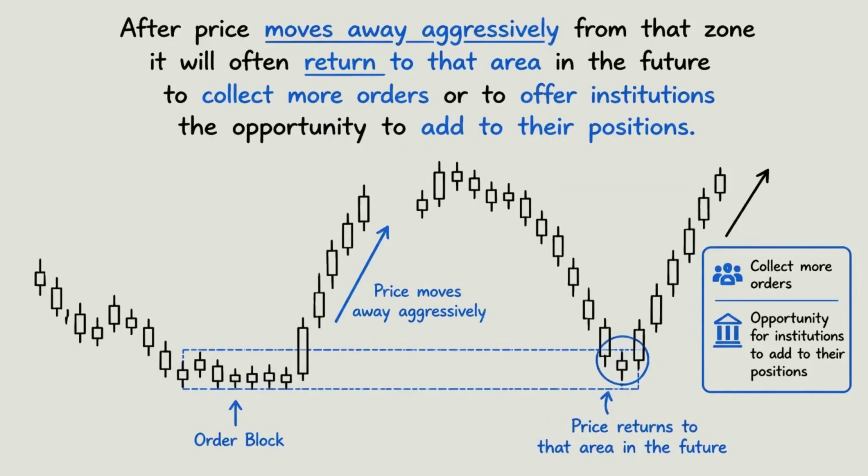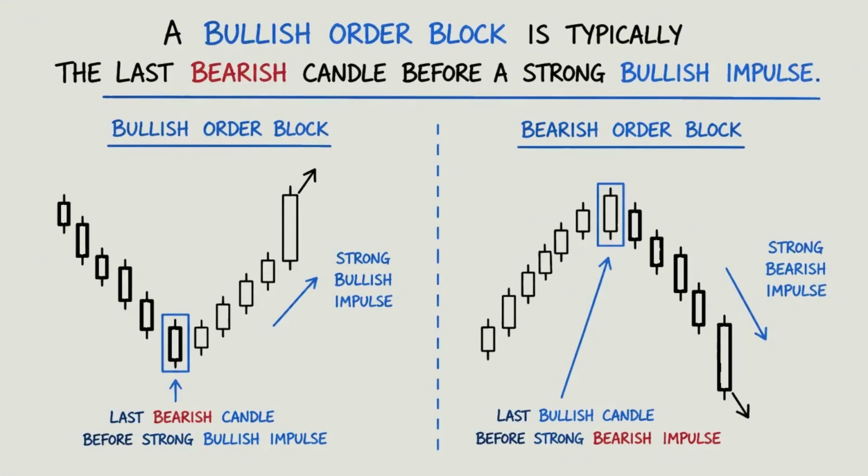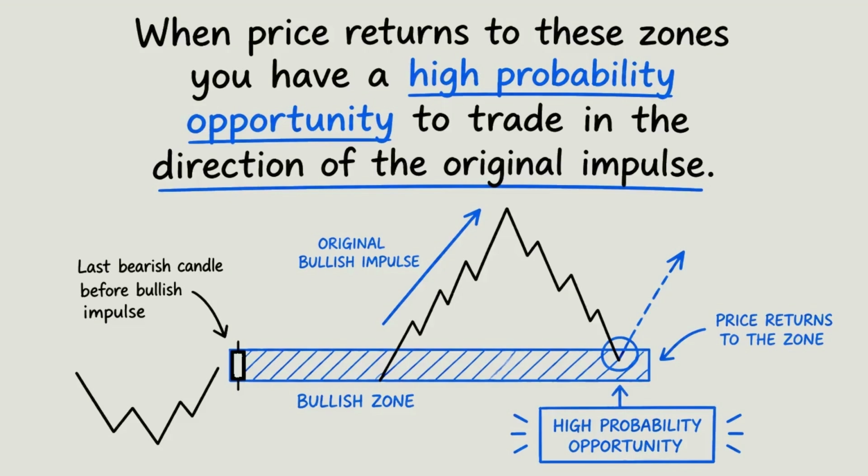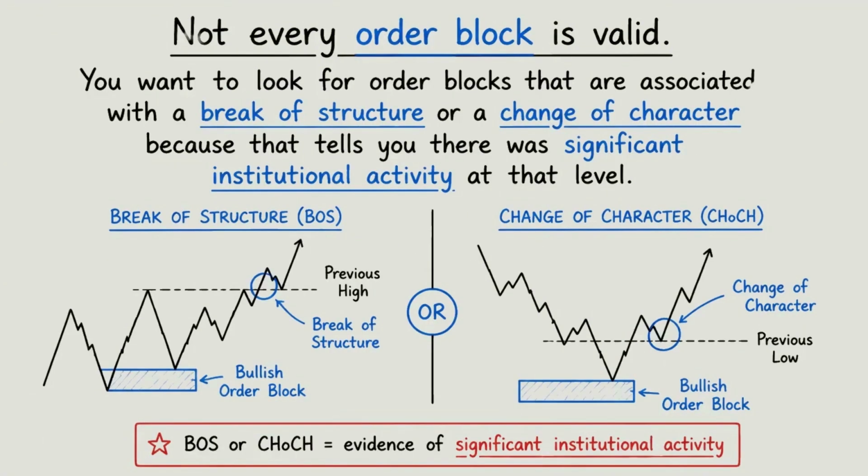After price moves away aggressively from that zone, it will often return to that area in the future to collect more orders, or to offer institutions the opportunity to add to their positions. A bullish order block is typically the last bearish candle before a strong bullish impulse. A bearish order block is the last bullish candle before a strong bearish impulse. When price returns to these zones, you have a high probability opportunity to trade in the direction of the original impulse. Not every order block is valid.